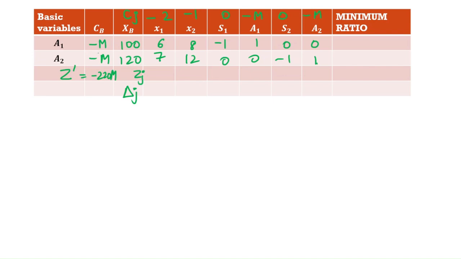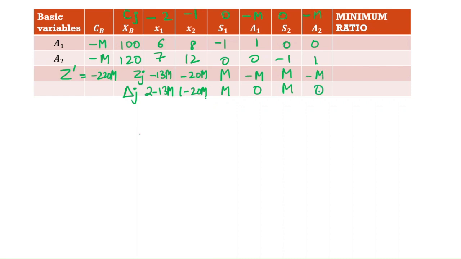And Zj we'll be calculating, and delta j is nothing but Zj minus Cj. So this would be minus 6M minus 7M, that's minus 13M. So that becomes 2 minus 13M, right? And this is 8 minus 20M. So this is 1 minus 20M. So you could easily identify what would be the value that we could be having here. So this is plus M, this is M minus 0, this is minus M, this is 0, this is again plus M, this is minus M, and this is 0.